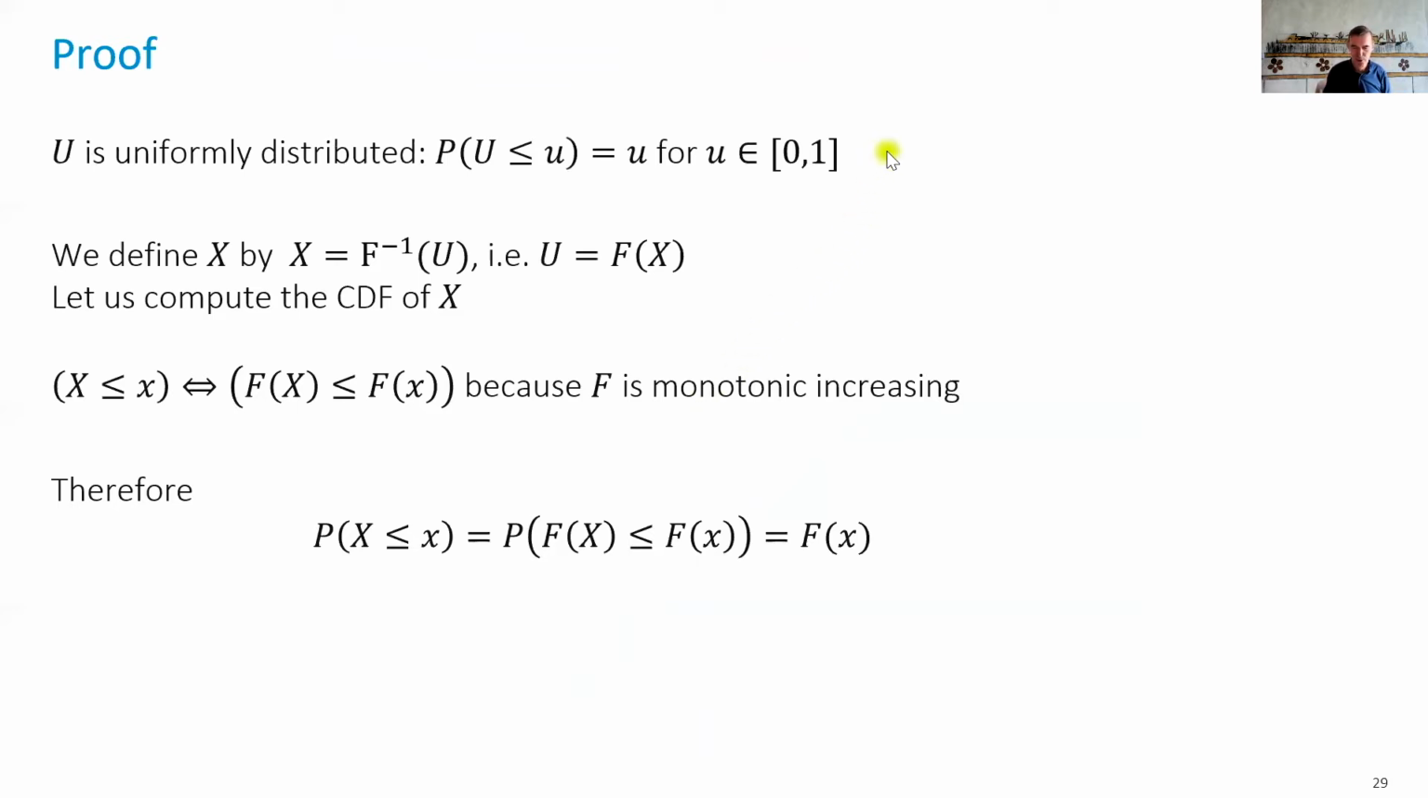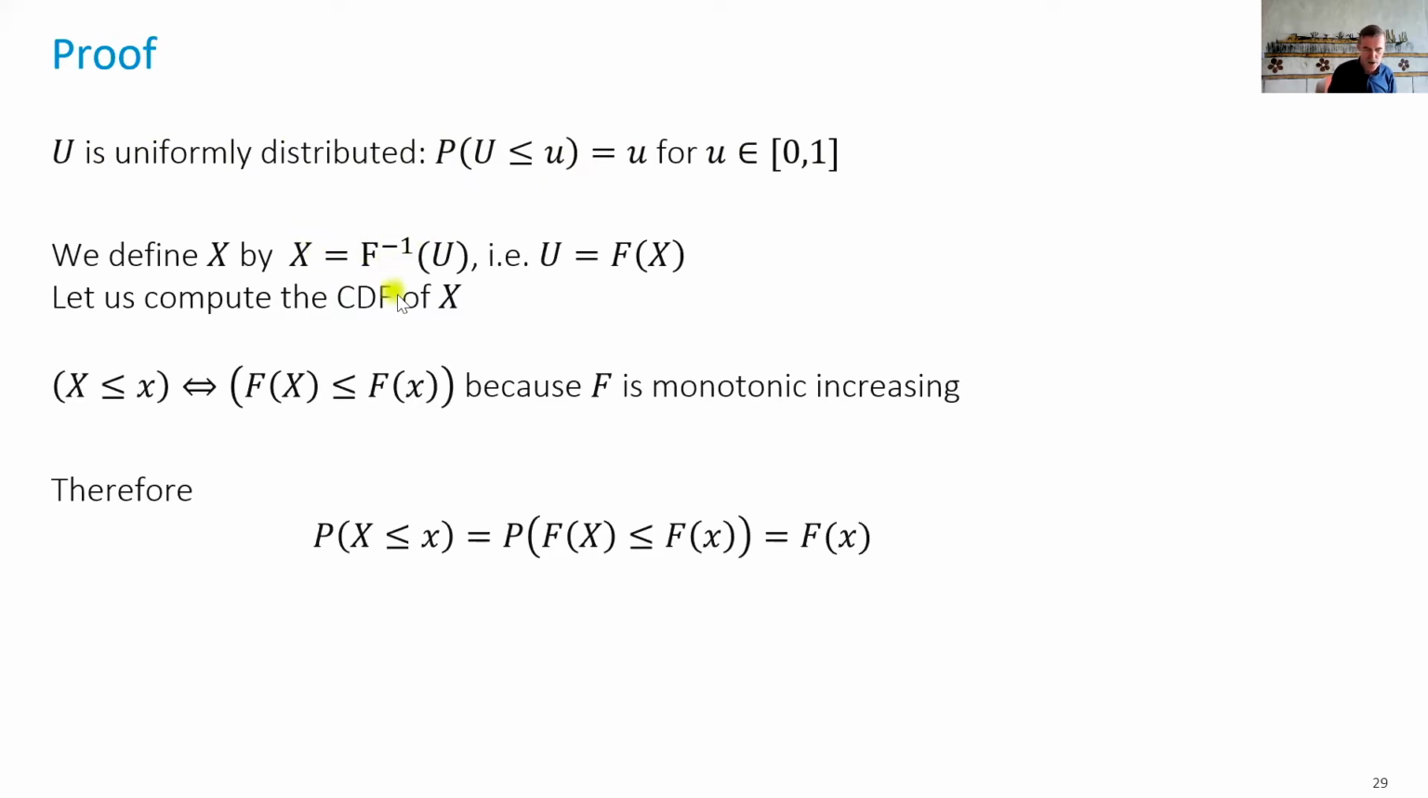Here is a quick idea of the proof to reveal the magic behind that. The property that we're using is that the probability that a uniform random number is less than u, when u is between 0 and 1, is exactly equal to u. So the CDF of the uniform distribution is the identity function for u or p between 0 and 1. The probability that the uniform is less than 0.6 is exactly 0.6.